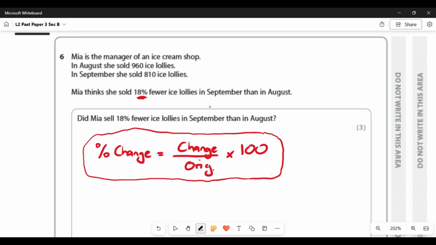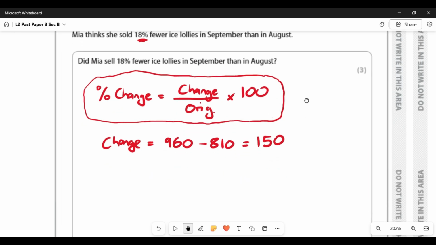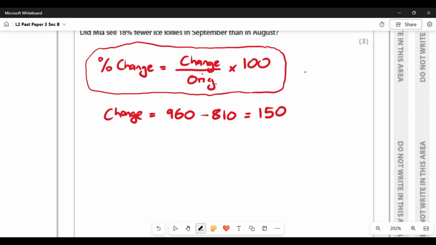So what I would do first is work out the change or the difference between 960 and 810. So let's do on the calculator 960 take away 810. That gives me 150. So that's the change or the difference. And now we can put that in the formula.